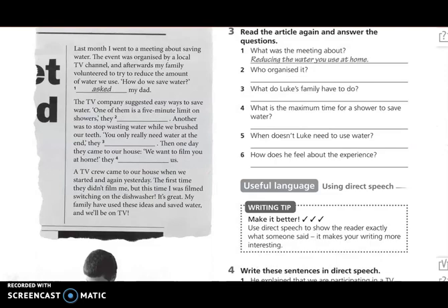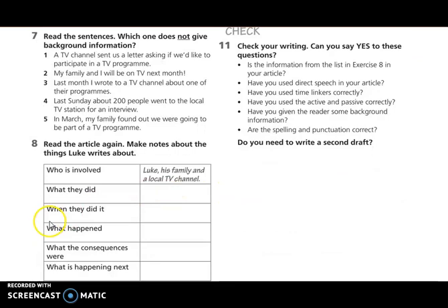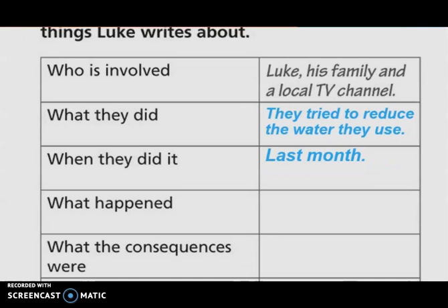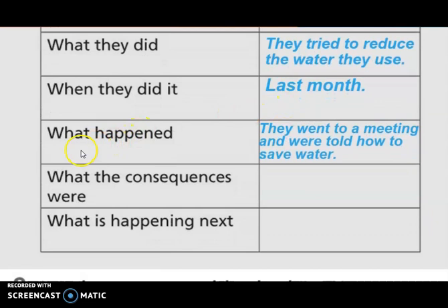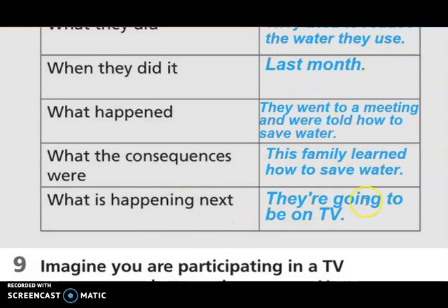Next information is what happened. They went to a meeting and were told how to save water. Next one, what the consequences were. This family learned how to save water. Finally, what is happening next? They're going to be on TV.